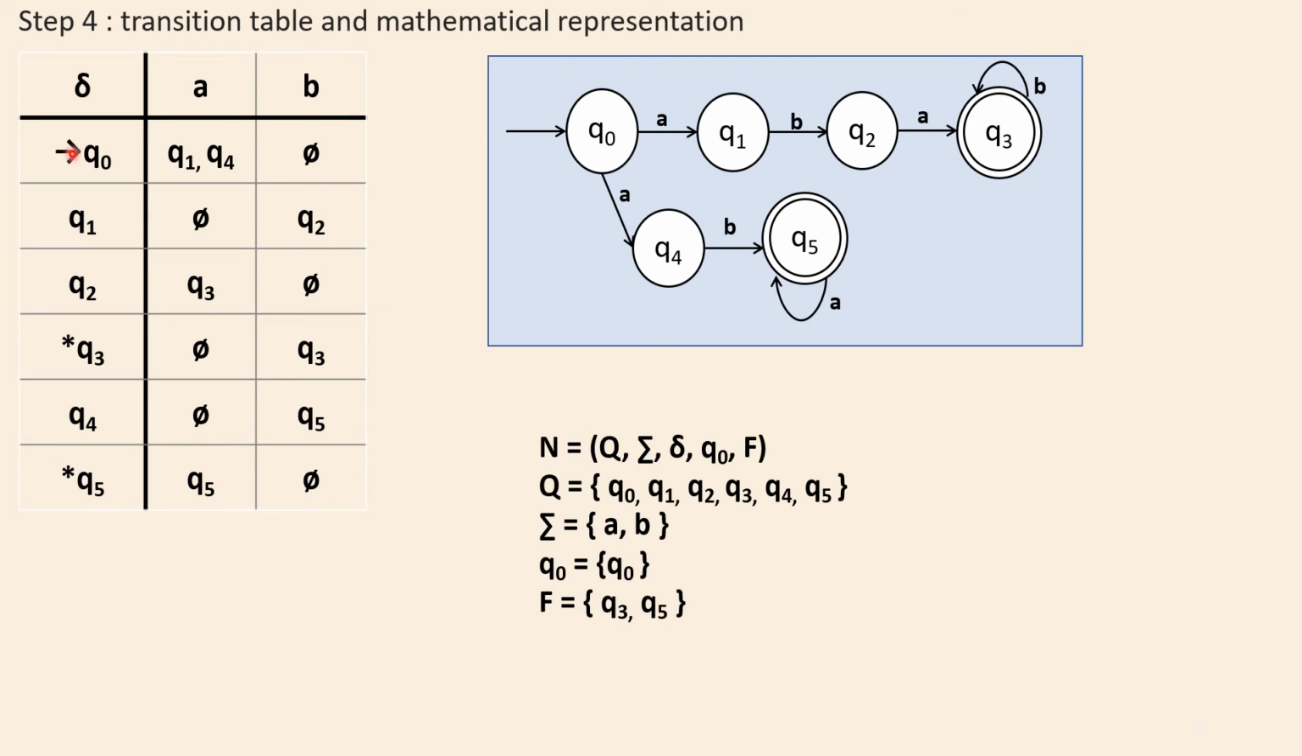This is the start state. Don't forget to mark the start state, and these two are the final states, Q3 and Q5. And this is the mathematical representation. Q represents all the states, Q0, Q1, Q2, Q3, Q4 and Q5. The input alphabets are A, B. Q0 is the start state, Q3 and Q5 are the final states.